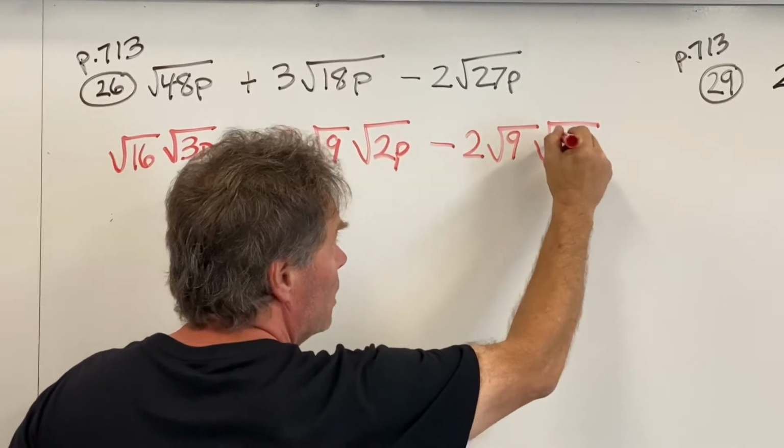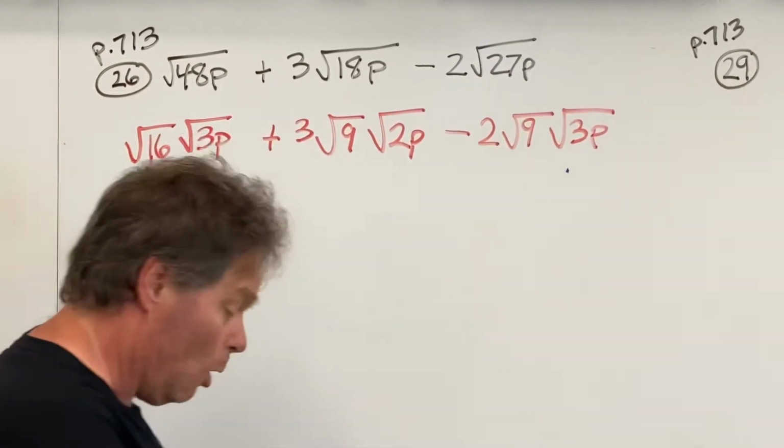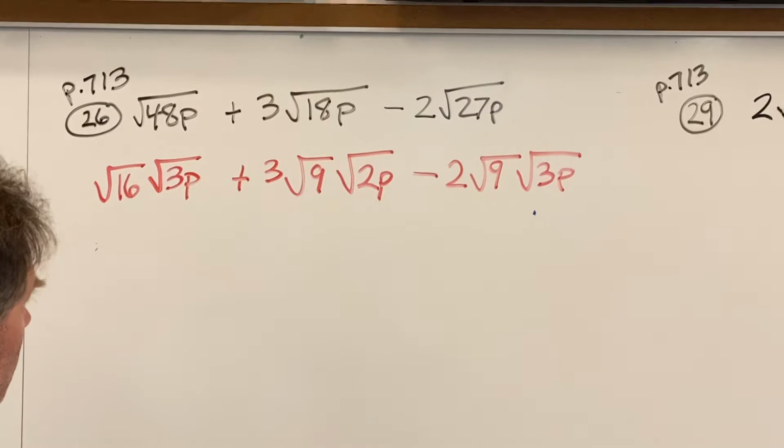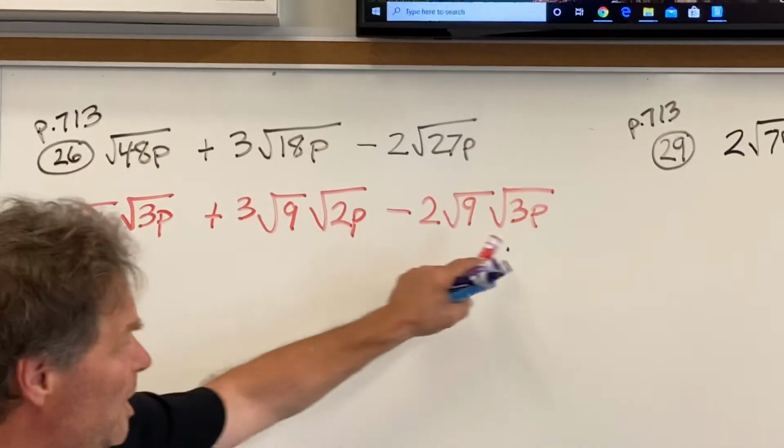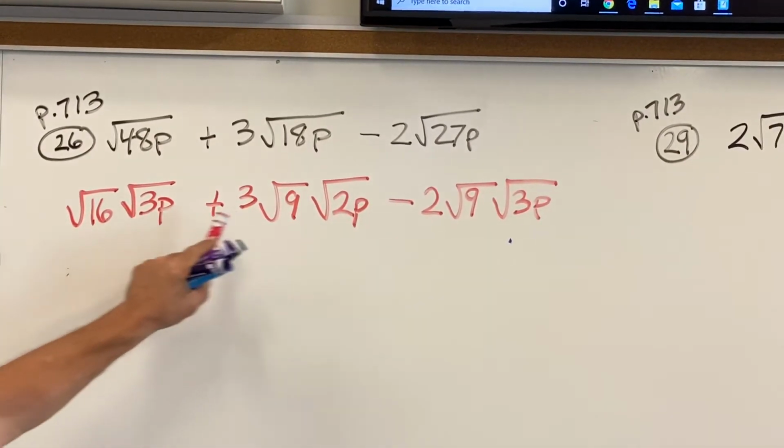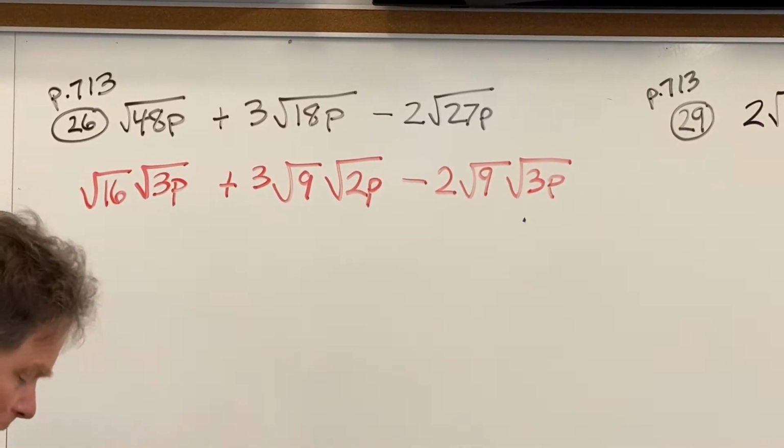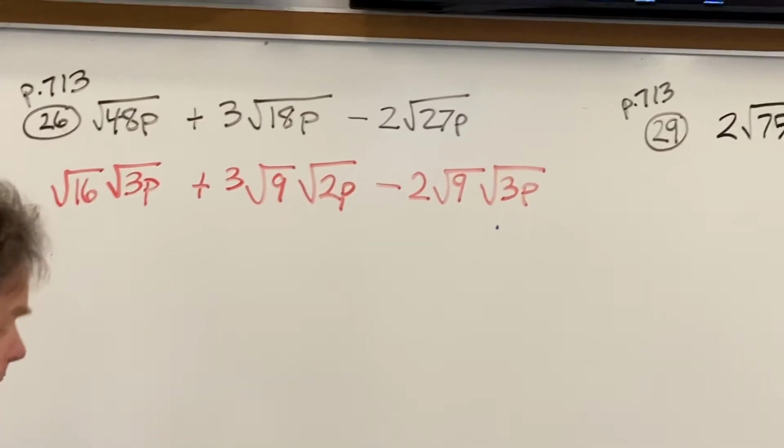Times 3 is the ugly number, and then p is left over. And oh my gosh, can you believe it? I was going to say they all have root 3p, but they don't all have root 3p because this one has a 2p. So we'll see what happens when we simplify in the next step.